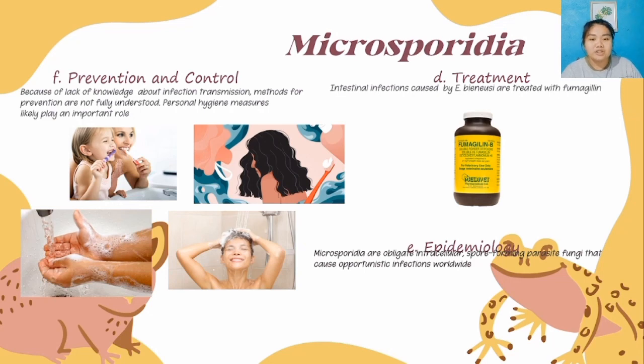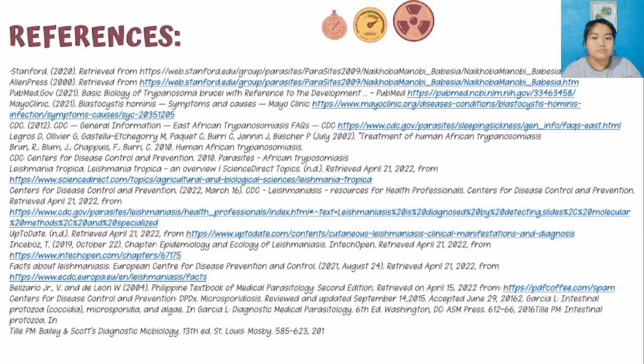So next, the prevention and control. So because of lack of knowledge about infection transmission, methods for prevention are not fully understood yet. So personal hygiene measures likely play an important role in the prevention and control of microsporidia parasite. So these are our references.